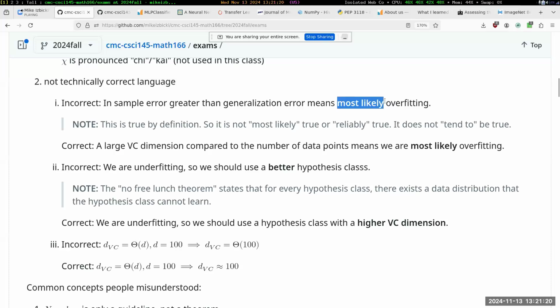A lot of people used this type of language. I'd say probably at least half the class used this type of language, being more equivocating than you should have been at some points.